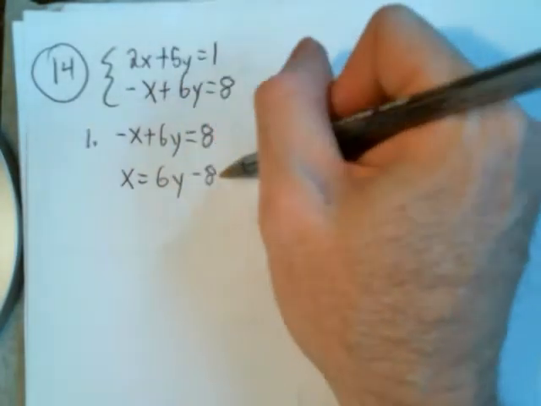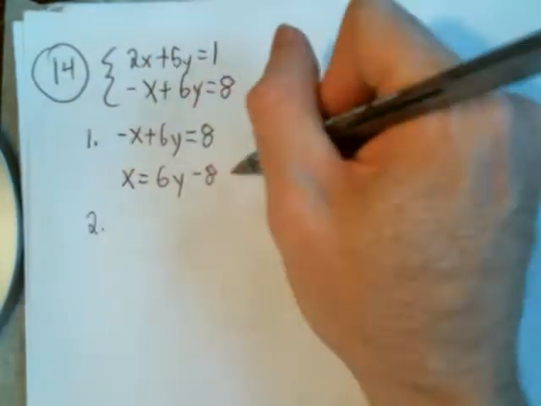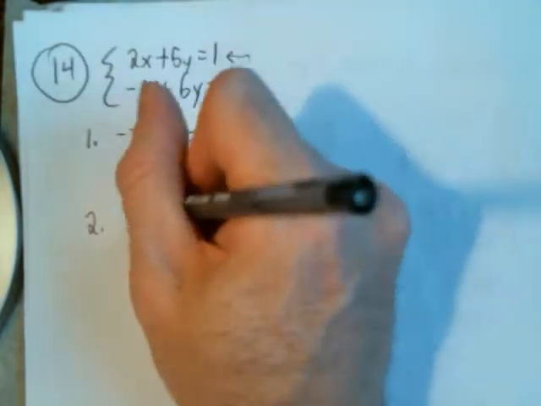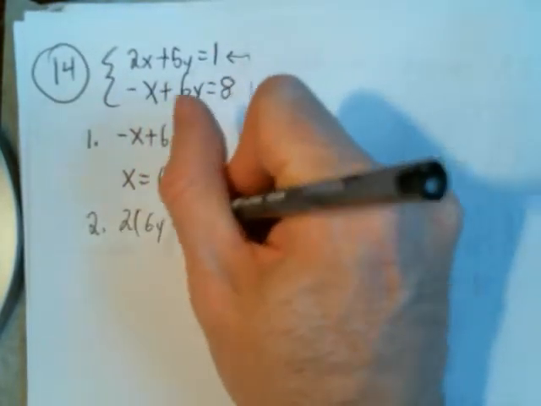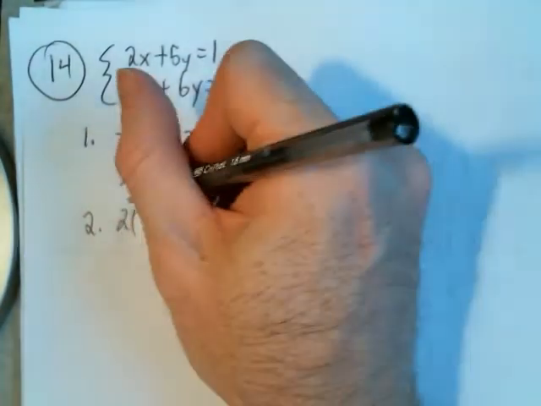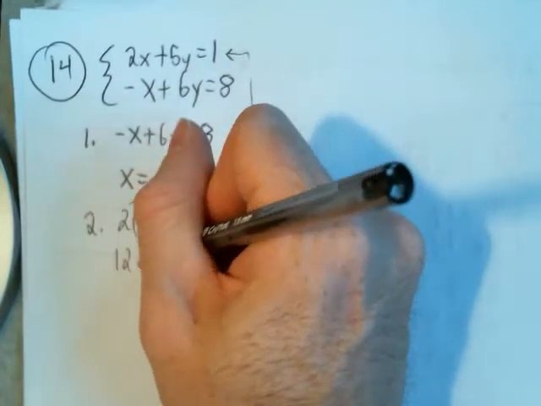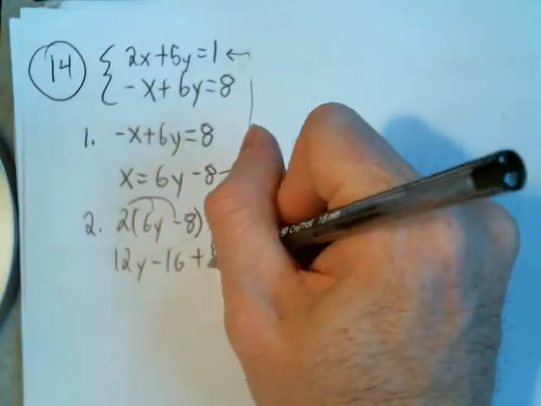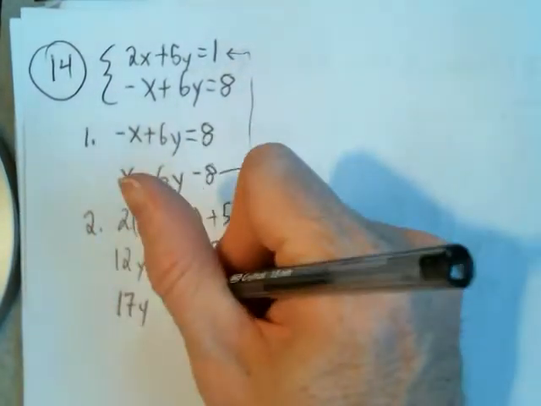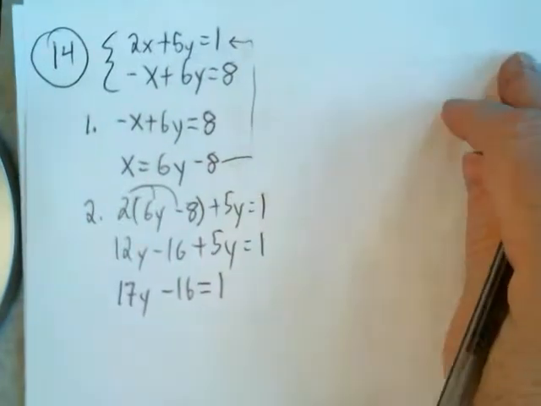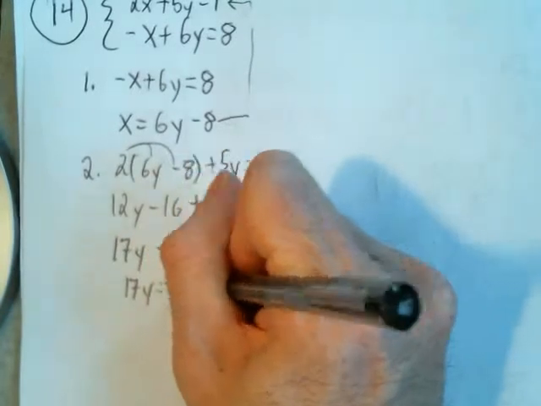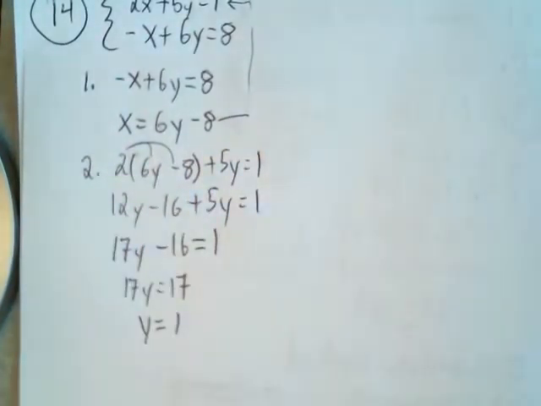And now I'm going to take this and substitute it into the unused equation. Okay, so that'll be this one right here. And then I'll have 2 times 6y minus 8 plus 5y is 1. Then I need to distribute. So I'll have 12y minus 16 plus 5y is 1. Combine like terms. So 17y minus 16 equals 1. And then solve for y. So 17y equals 17. And finally y is 1.